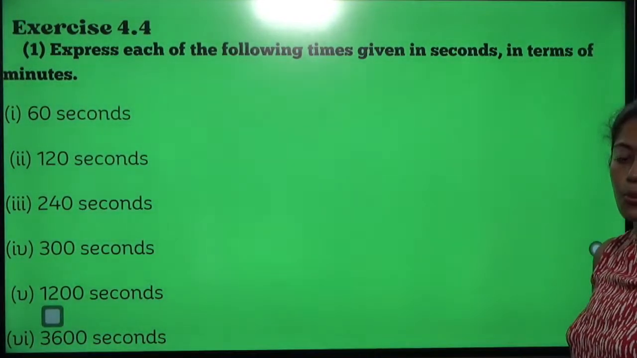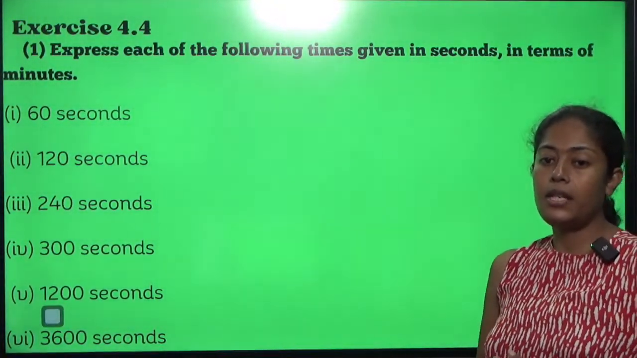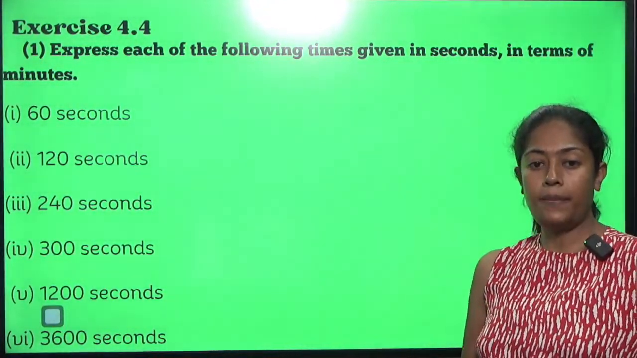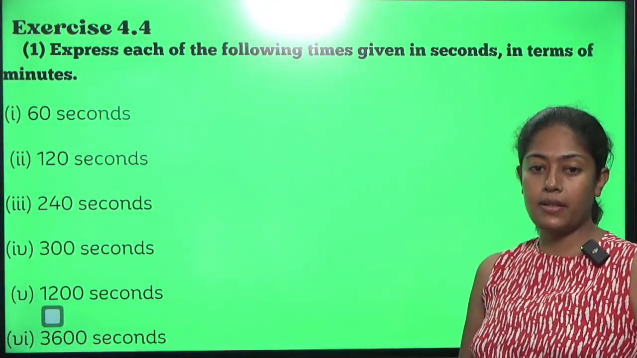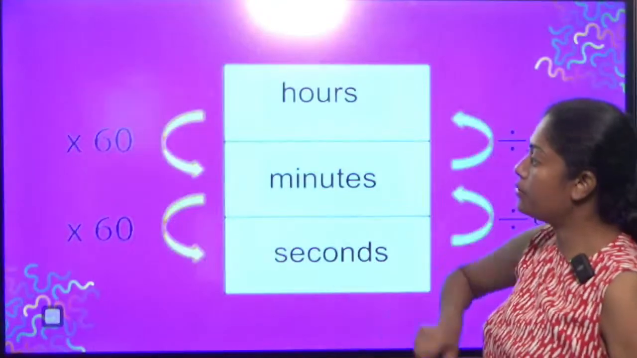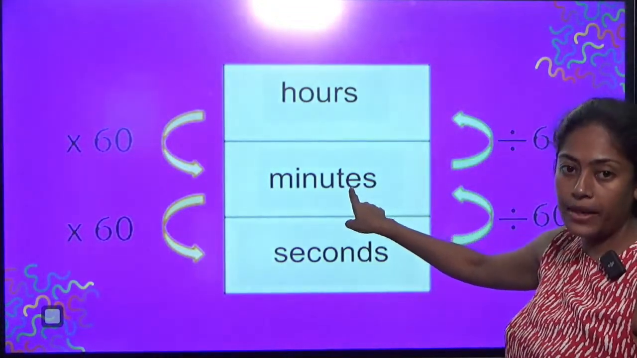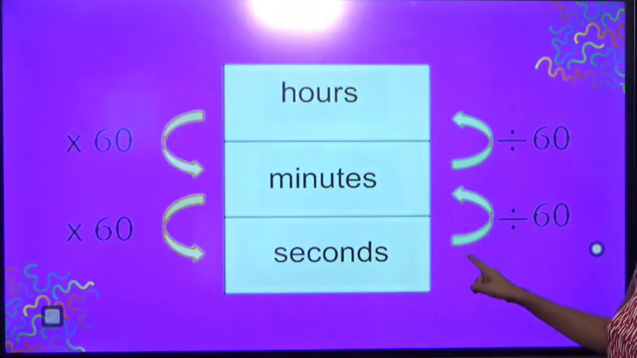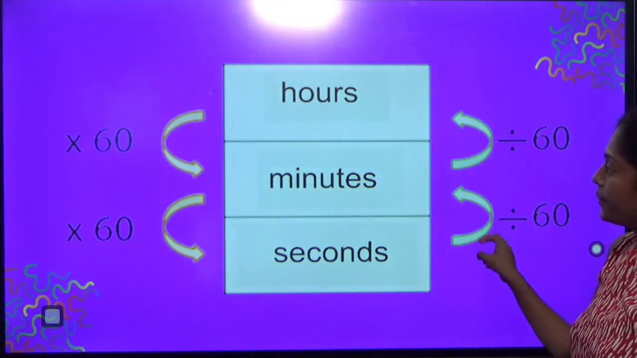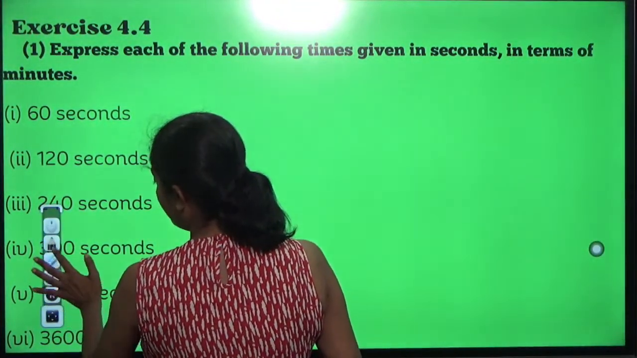Right, exercise 4.4: express each of the following times given in seconds in terms of minutes. So all the values they have given in seconds, you have to convert to minutes. Then you have to divide all values by 60. I'll do the first two questions, then the remaining you have to do alone.